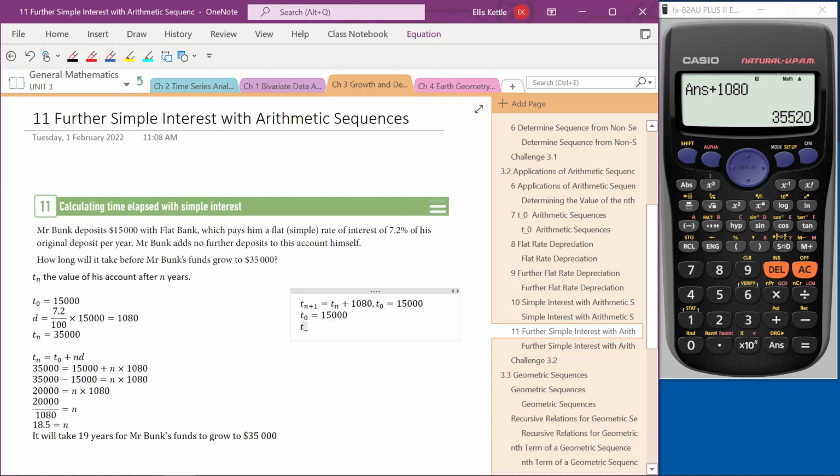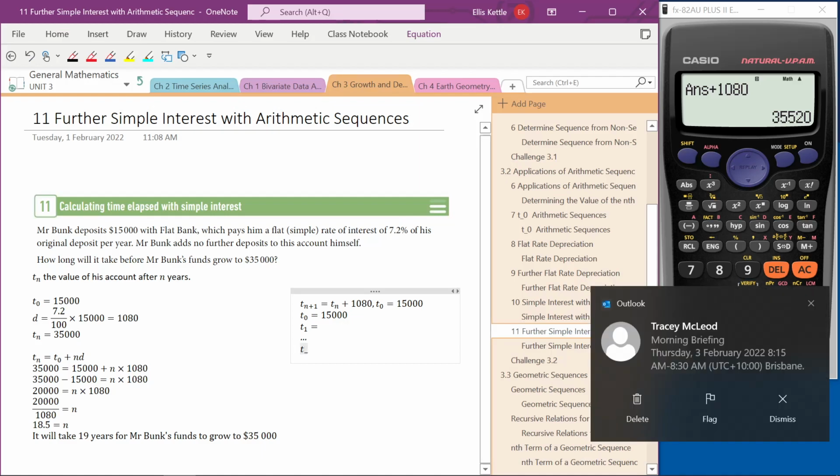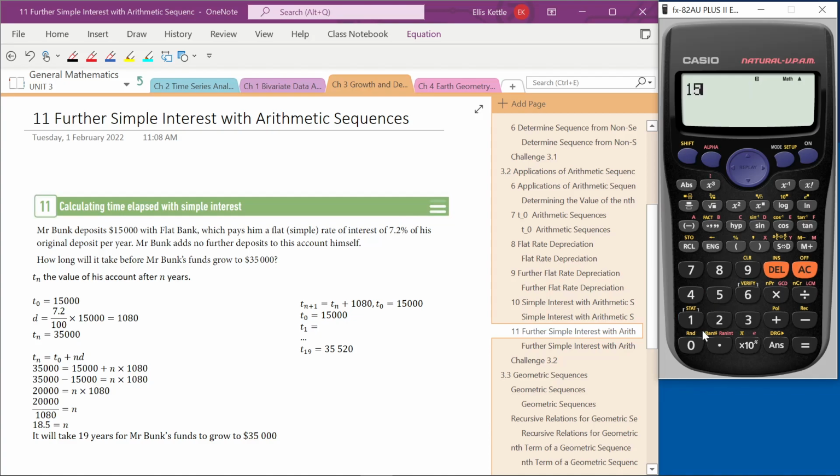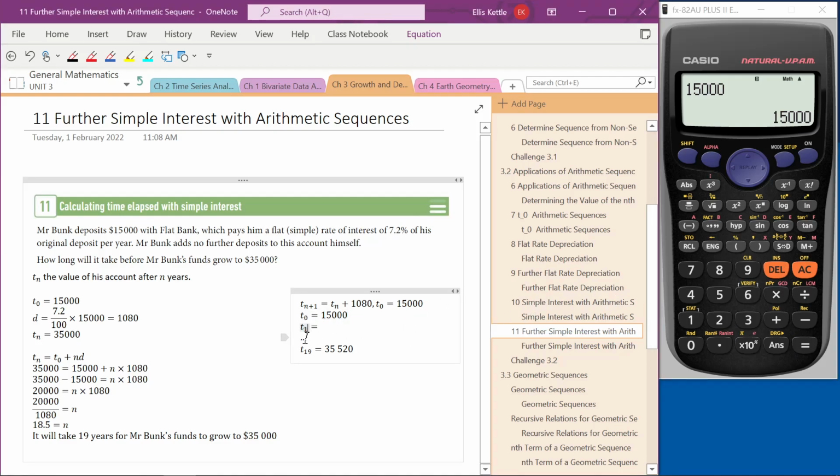Then you'd say that T1 is equal to, well, let's go back to the beginning. So dot, dot, dot. And then T19 is equal to 35,520. So you kind of do a mini tabulation, a mini table basically, with each of the different terms you work out, but you do like a 1, 2, skip a few. So 1, 2, skip a few, 99. And you can show that that's the best one.